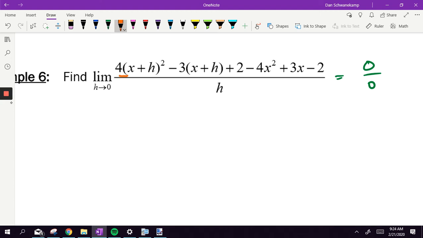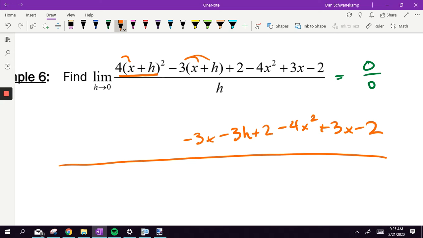So if I look at this thing right here, 4x plus h squared, we're finding the limit as h approaches 0. And this is something we're going to do a lot later on. So pay attention to this. I'm going to kind of clean this up on top. Okay, this is easy. That's just going to be negative 3x minus 3h plus 2 minus 4x squared plus 3x minus 2. I didn't really have to do anything there.